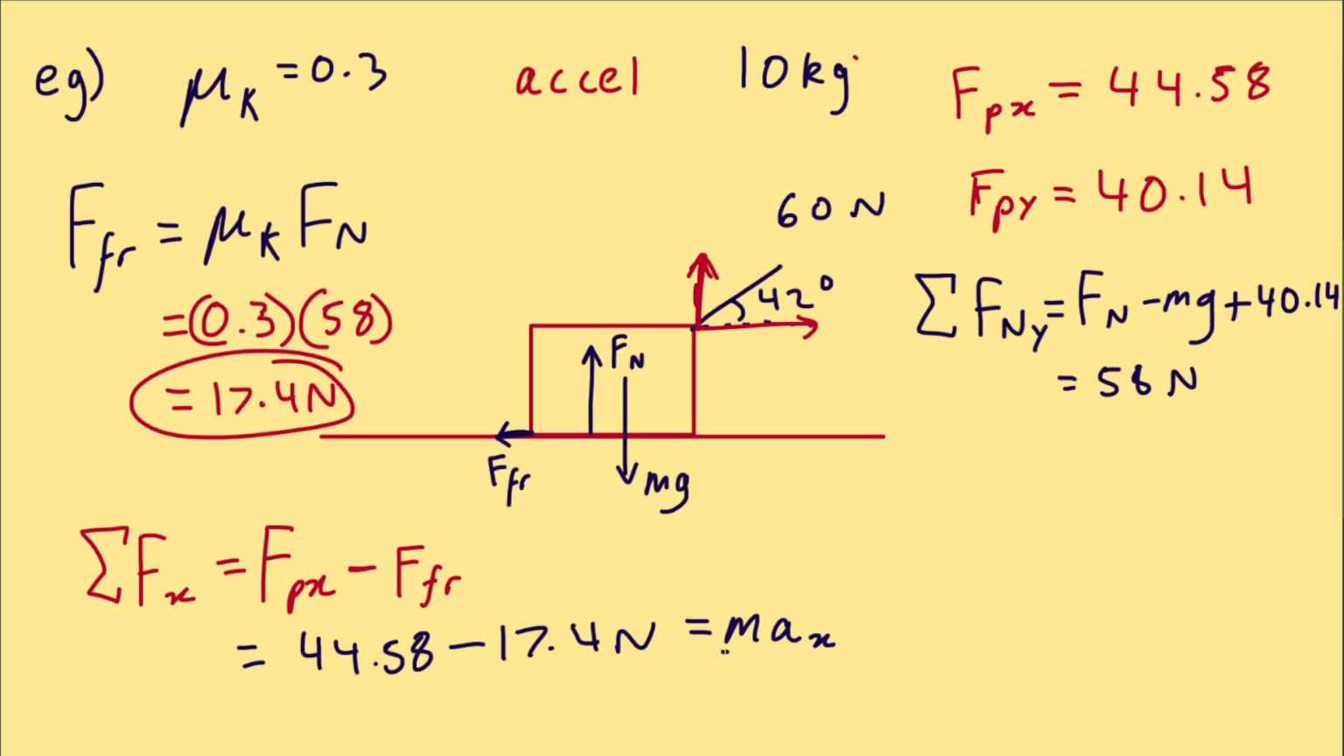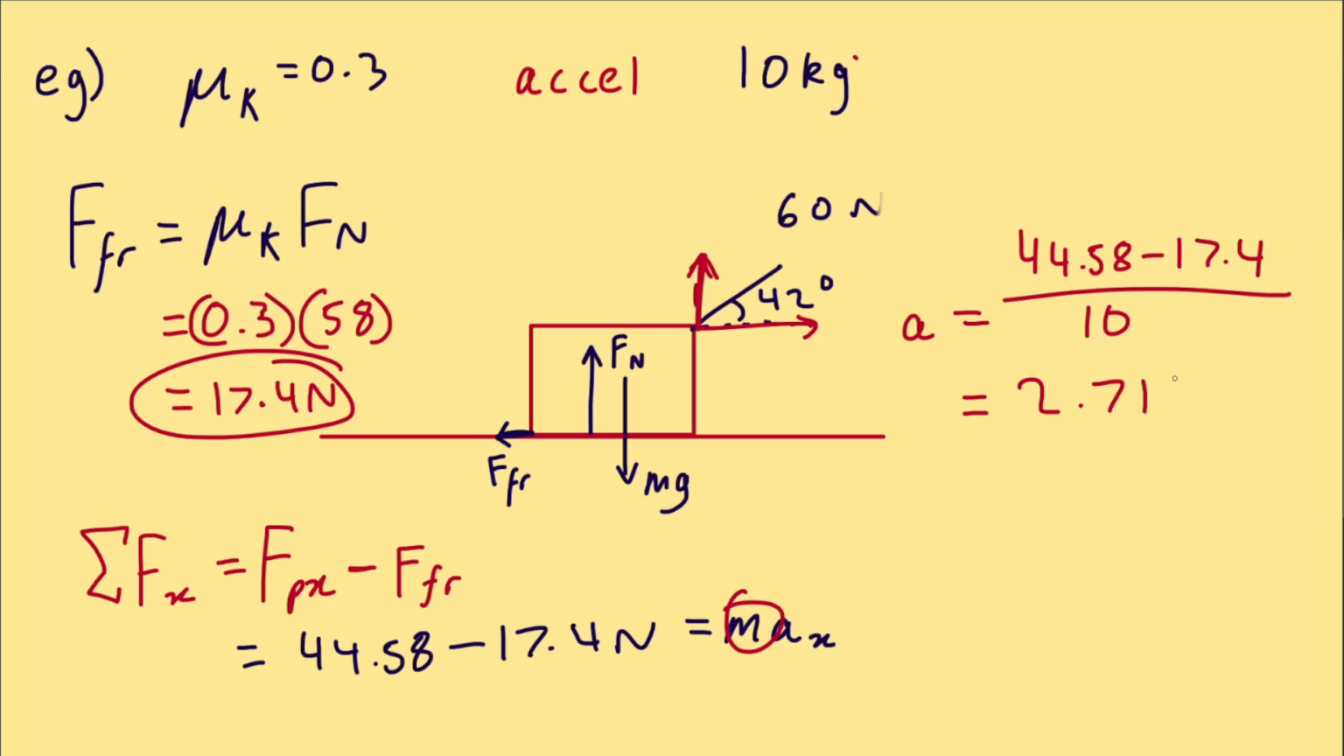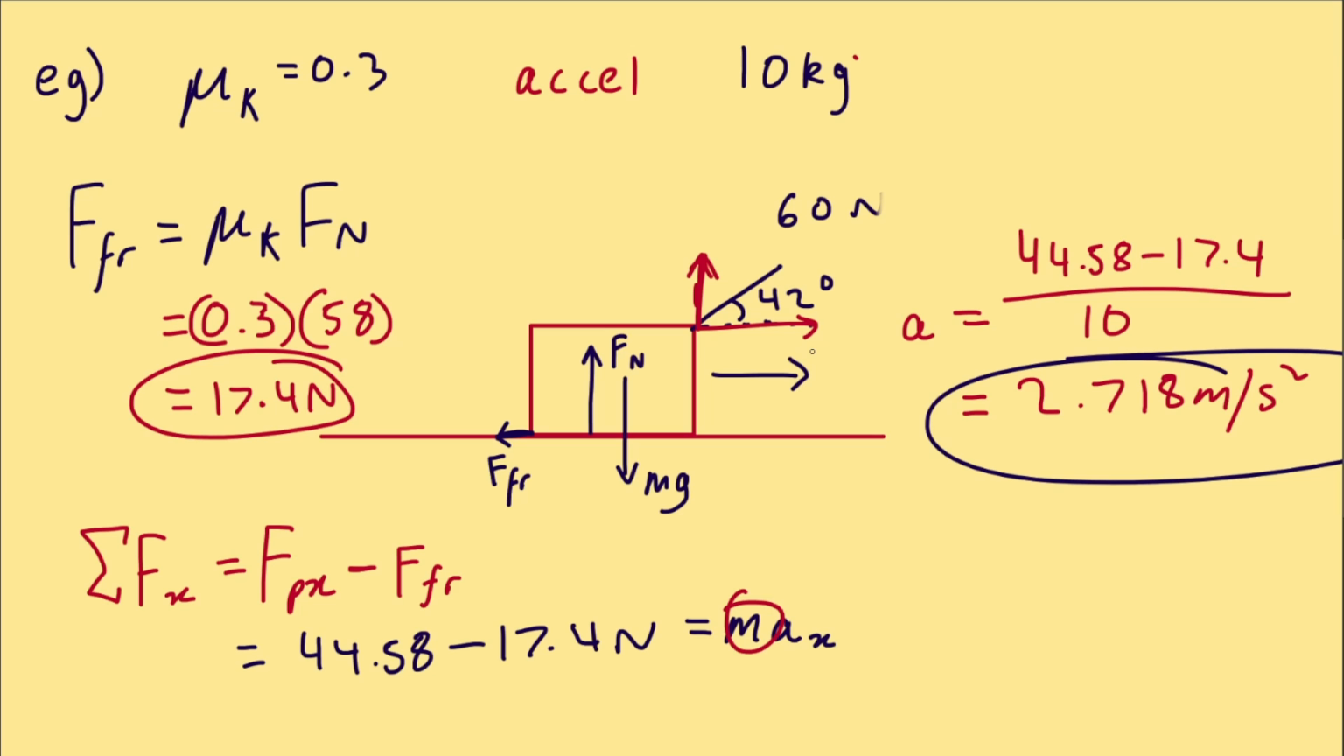Let's solve for acceleration by dividing by m. And you get this right here. A equals 44.58 minus 17.4 divided by m, which is equal to 10 kilos. This comes out to 2.718 meters per second squared. That's how fast our bag of flour is going to get dragged across the floor. So if there wasn't friction, then it would be something like 4.4 meters per second squared. So friction is slowing us down, which is how it works.